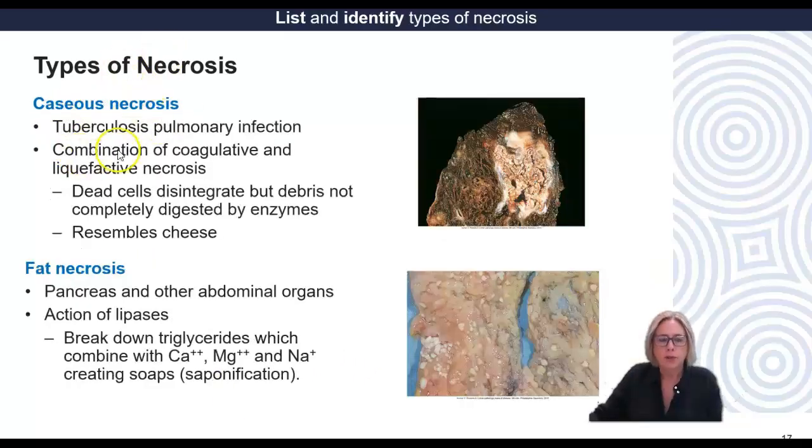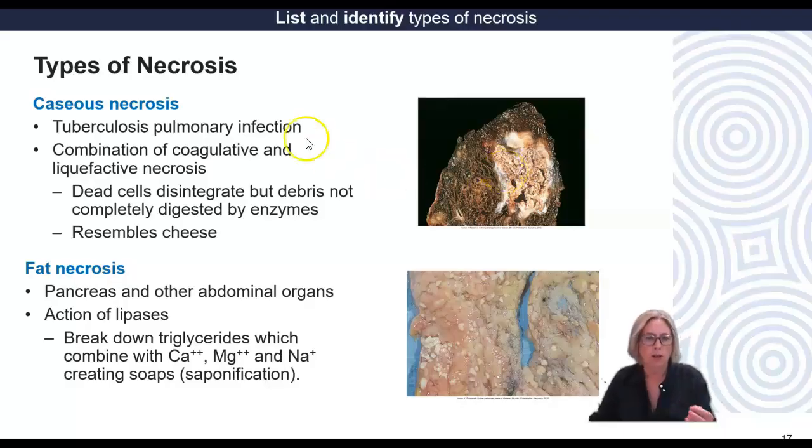Now, caseous necrosis can occur in lung tissue as a result of an infection. So, for example, TB. We'll talk about that when we get to the respiratory topic. It's a combination of coagulative and liquefactive necrosis. So these dead cells do disintegrate, but the debris doesn't get completely digested by enzymes. So what you end up with are these regions of tissue that resemble cheese. And that's why it's got its name, caseous.